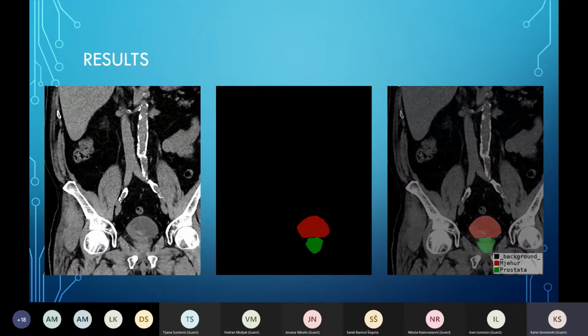From this, we got some results. On the furthest left picture, you can see the original image of the CT scan, where we annotated the bladder and prostate. In the middle, you can see how the mask ended up being, and on the far right image, you can see how they correspond with each other. So that's how we got this prostate and bladder both on the same picture.